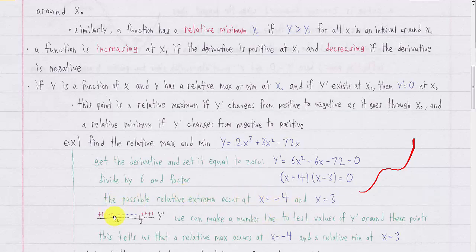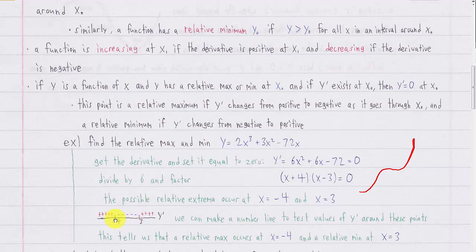So let's test these points. One way to do this is to make a number line with these critical points on it, and then test the value of the derivative around these points. So now we pick one value in each interval. So here we can choose 0. So plug 0 into the derivative and you get a negative number. So this interval is negative for the first derivative. And then we plug in a random value here, say -5, we get back a positive value. And here we can plug in 4 and we get back a positive value again.